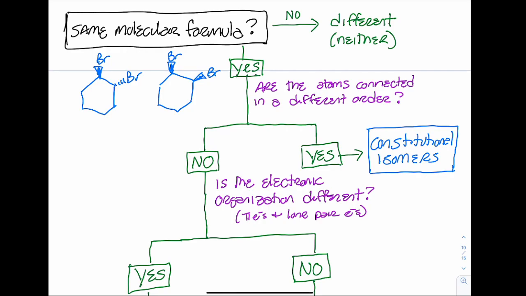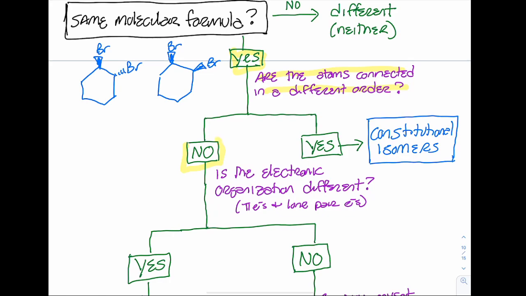So again, going through, do I have the same molecular formula? Yes. I have 6 carbons. I have a ring of 6 in both. I have 2 bromines. Are they connected in a different order? No. I have a ring of 6 in both, and then adjacent carbons, I have bromine. Be careful, if I would have done a bromine here and a bromine here, now they are connected in a different order. If I wanted to compare the third one I did to either one of the original 2, they are connected in a different order. If I was to name them, they would be different.